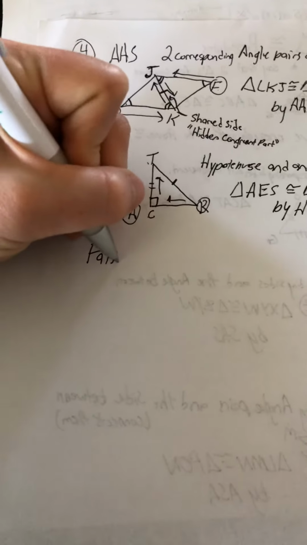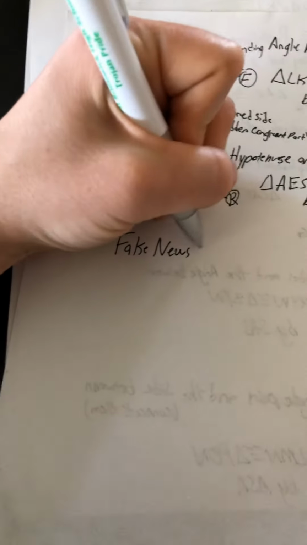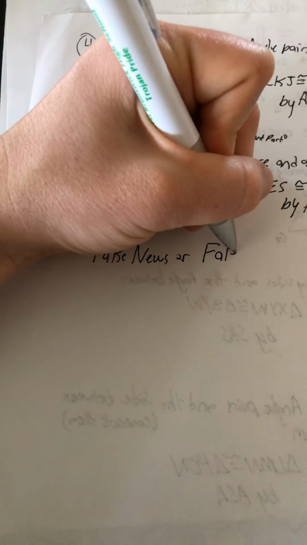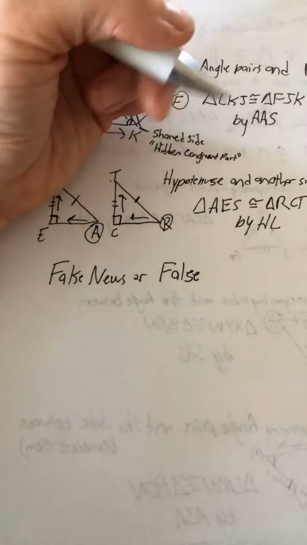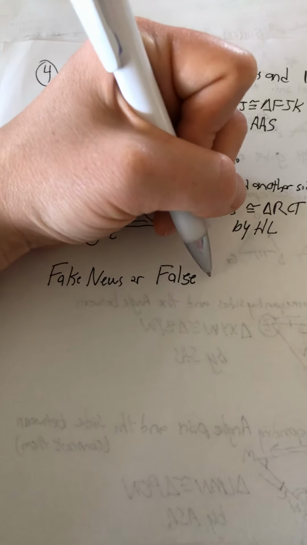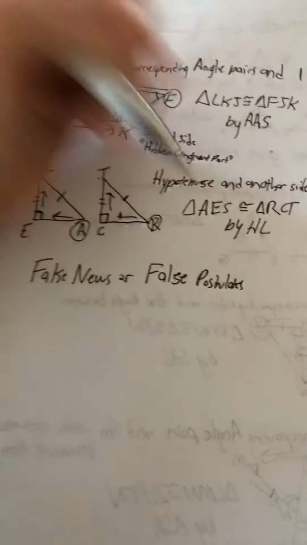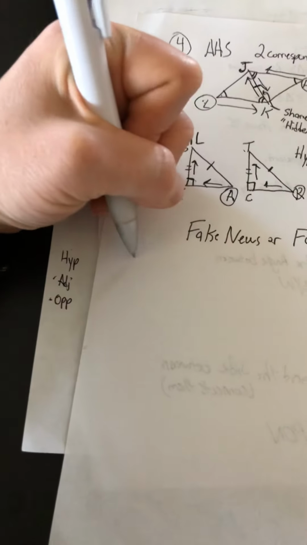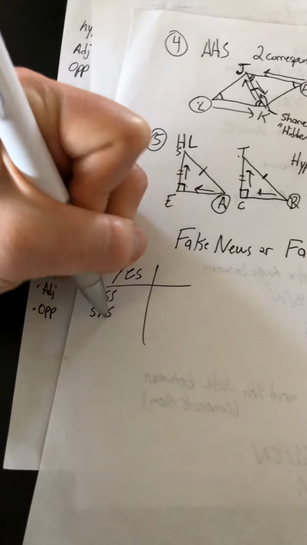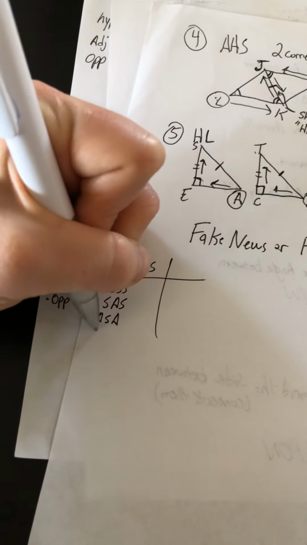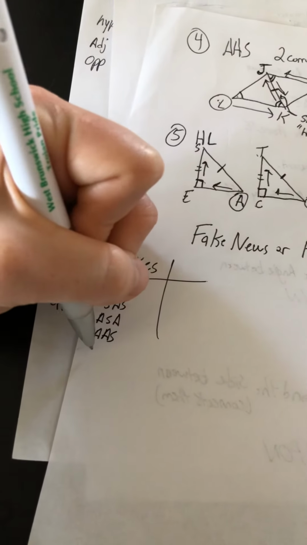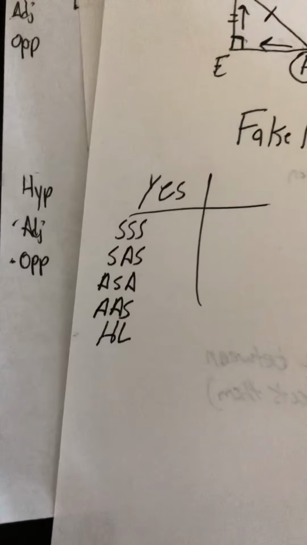Okay, now fake news. Or false. False postulates. Okay, so out of these alphabet soups, the ones that work are side-side-side, side-angle-side, angle-side-angle, angle-angle-side, and HL. Now there are a couple combinations of sides and angles that do not work.